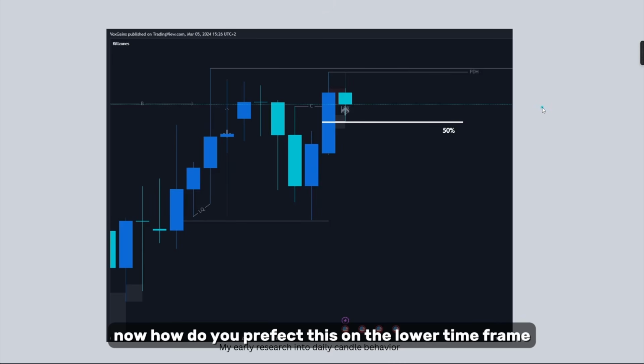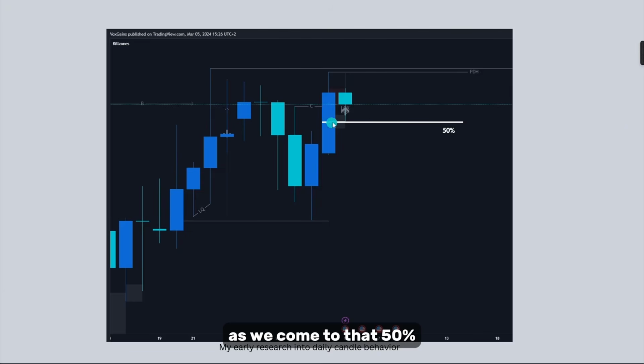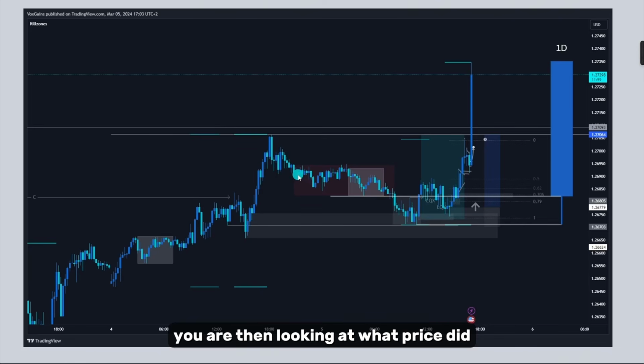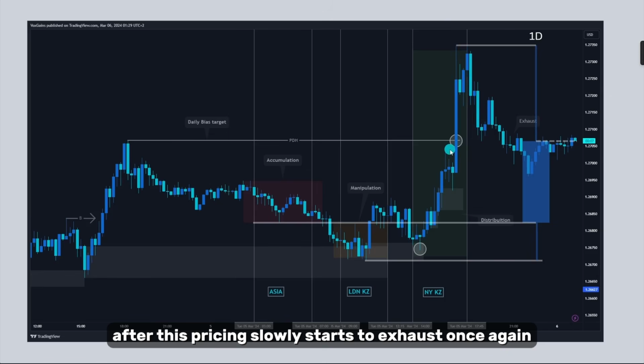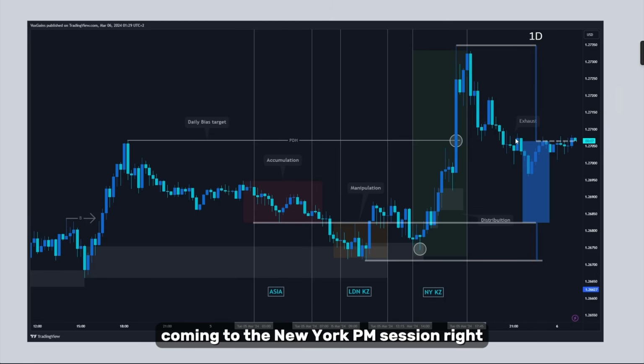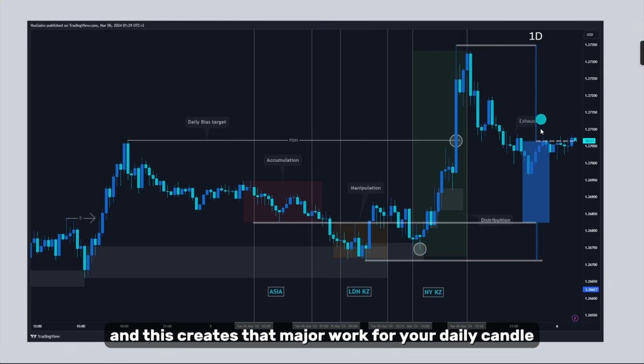Now, how do we perfect this on the lower time frame? As we come into that 50%, you're then looking at what price did during the session, which was accumulating. London created that manipulation, the wick of our daily candle, and then New York started that main impulse where price is then distributing. At this area, you've already entered your trade in New York session, and then you're just looking to trade the distribution. After this, price then slowly starts to exhaust once again, coming to the New York PM session, right? And this creates that major wick for your daily candle.